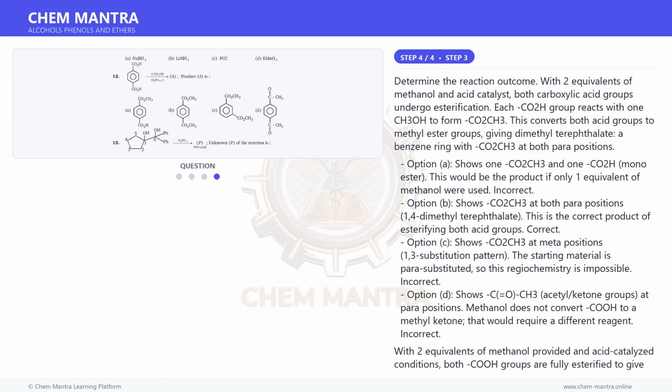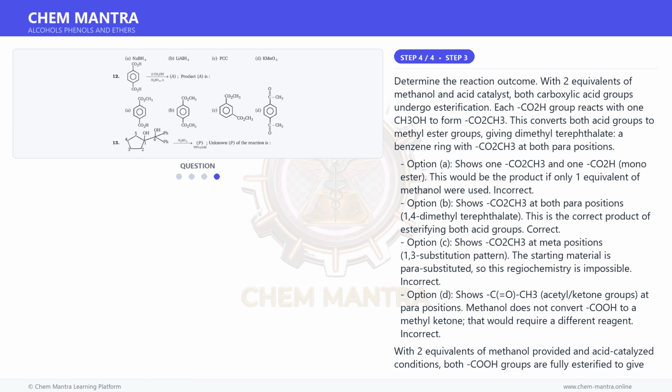Incorrect. Option D shows C=O, CH3, acetyl ketone groups at para positions. Methanol does not convert CO2H to a methyl ketone; that would require a different reagent.